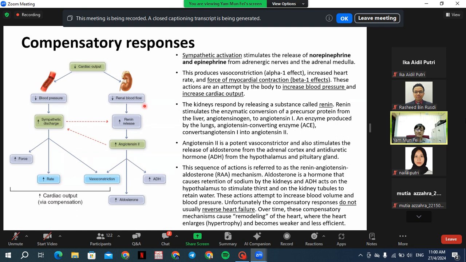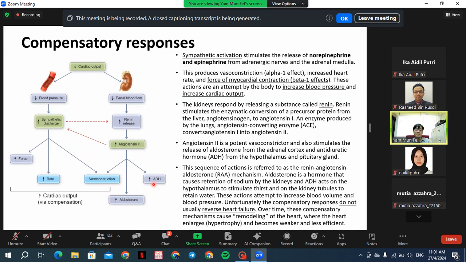So once your renin has been produced, automatically your body is going to produce more angiotensin 2 at the end. This angiotensin 2 will cause vasoconstriction, so your blood pressure will increase. It will also cause another organ to produce two important elements. One we call ADH, antidiuretic hormone, and one we call aldosterone.